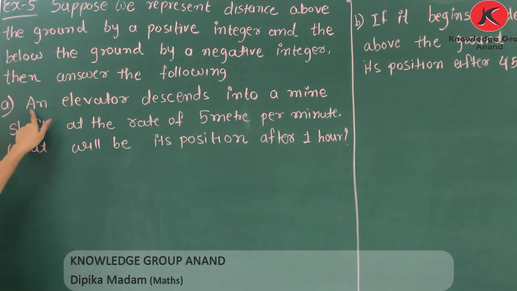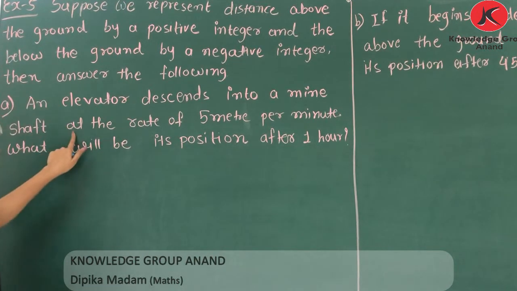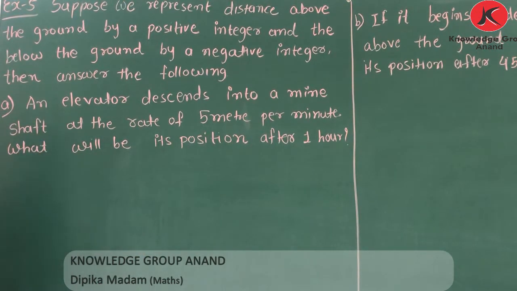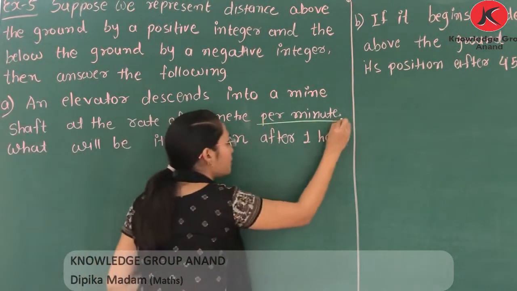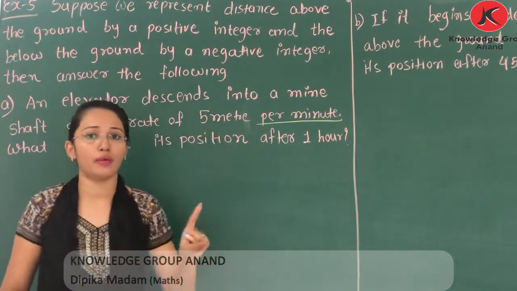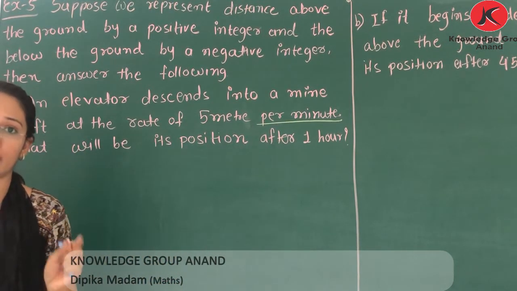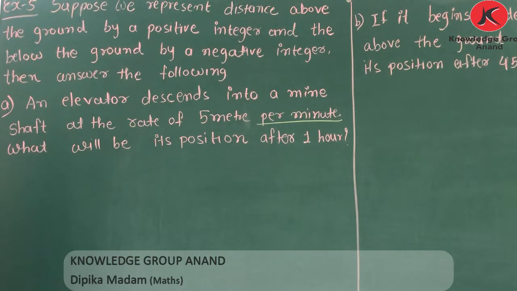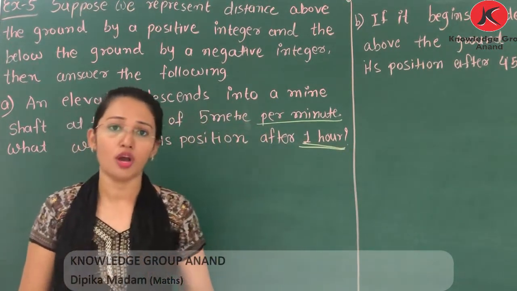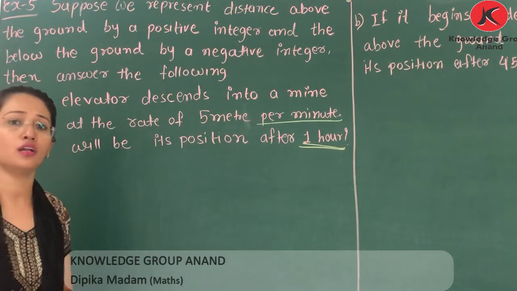First question: an elevator descends into a mine shaft at the rate of 5 meters per minute. Descent means distance covered in a downside. In 1 minute, how much distance is covered? 5 meters, downward, down the ground level. What will be its position after 1 hour? Here the distance is given per minute, and in the question we need to find for 1 hour.